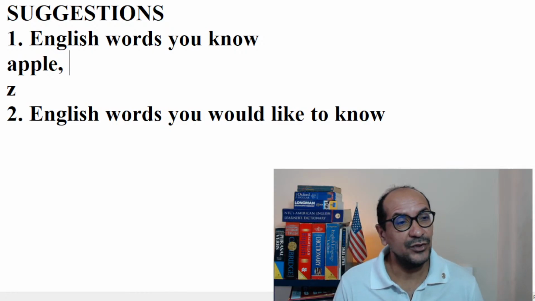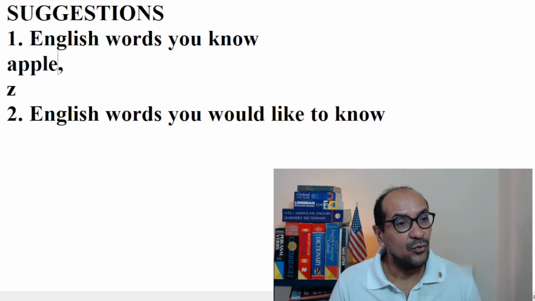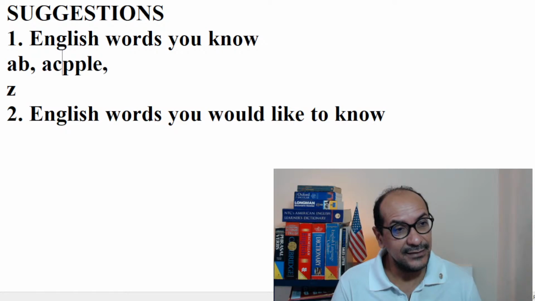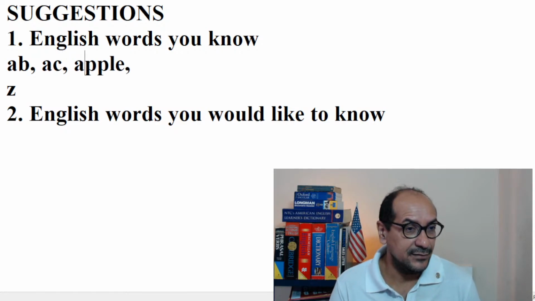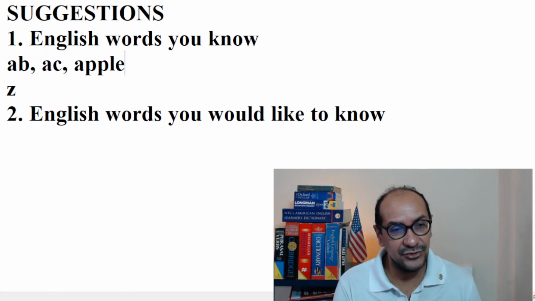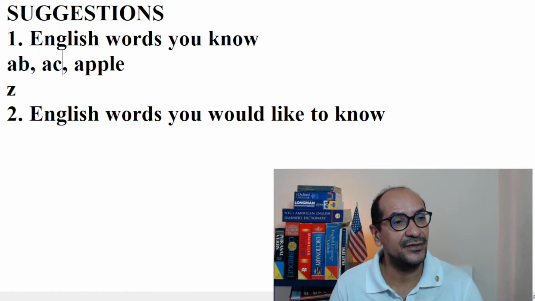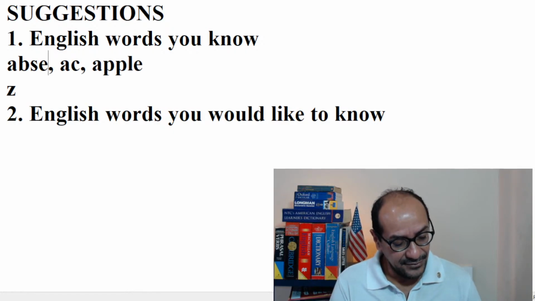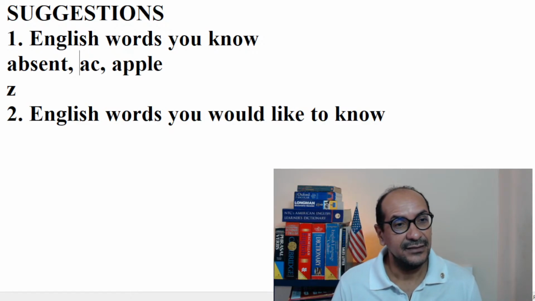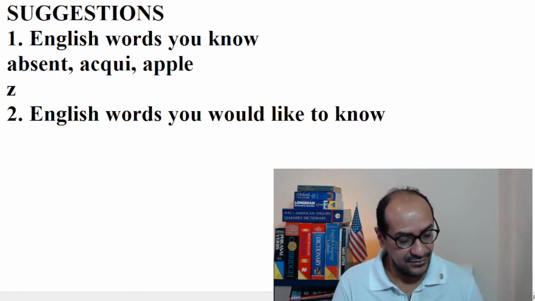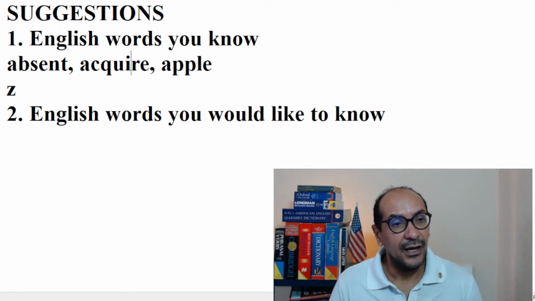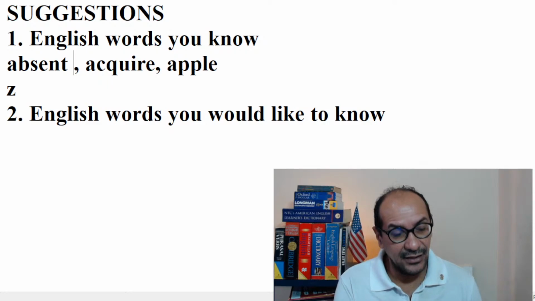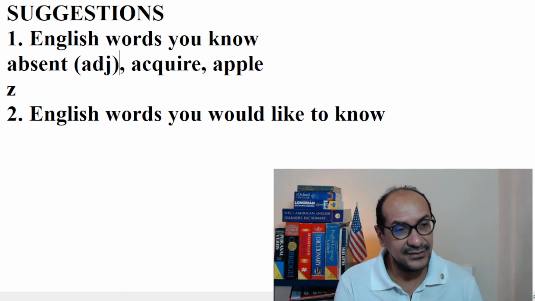So as you have the word, for example, apple, why don't you go, for example, using AB, AC, AP, whatever. It can be like AP, just to give you a 1, 2, 3 example. So AB, and then you go absent. AC, let's see, the one I remember now, acquire. Another suggestion, if you have time, patience: absent is an adjective. Acquire is a verb.